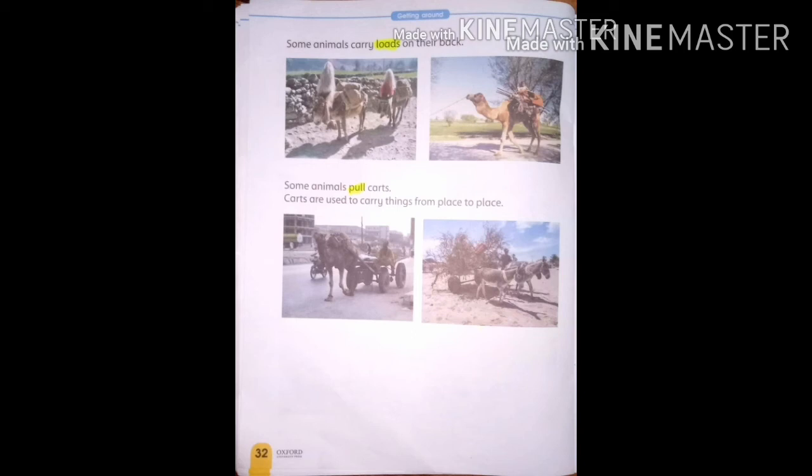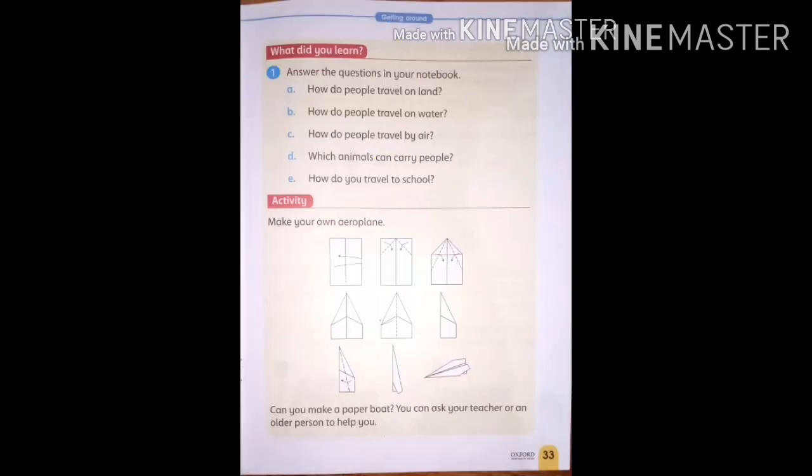As you can see in these pictures, some animals carry load on their back. For example, camel and donkeys. And these animals can pull carts, and people use carts to move things from one place to another place. And these all are the examples of old means of transport. Come to the page number 33.